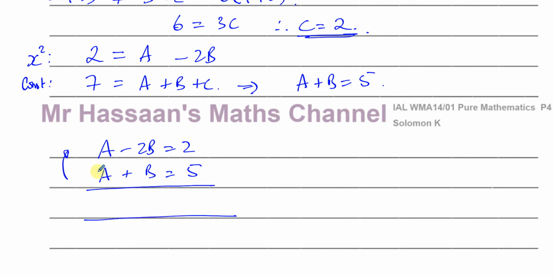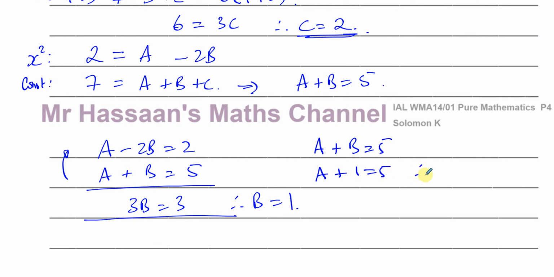If I subtract upwards, a's disappear. b minus minus 2b is 3b. And 5 minus 2 is 3. Therefore, b is equal to 1. And I know that a plus b equals 5. So a plus 1 equals 5. Therefore, a equals 4. So I know that a equals 4, b equals 1, and c equals 2.